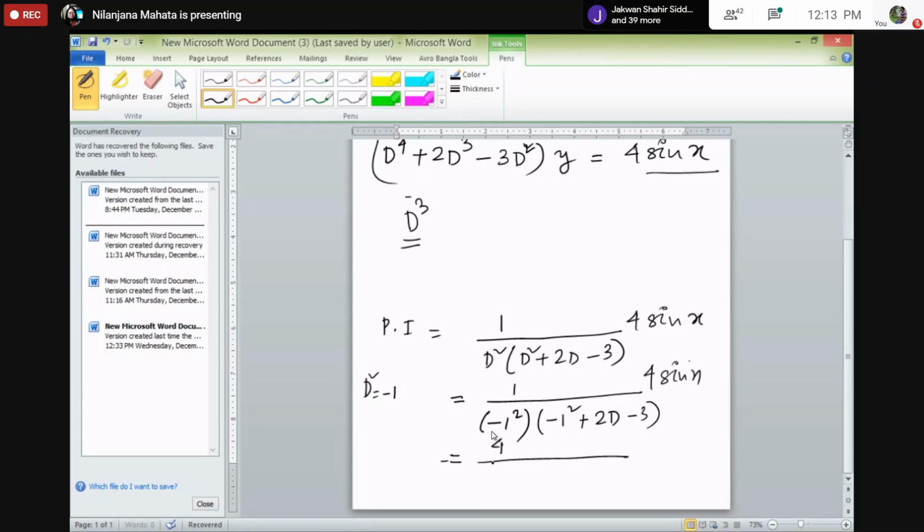So there will be only a minus 1, so minus 1 minus 3, that means this will be 2D minus 4, right? 2D minus 4, and this is 4 sin x. Now I cannot apply the formula because this is simply D. So what I will do is multiply by 2D plus 4.